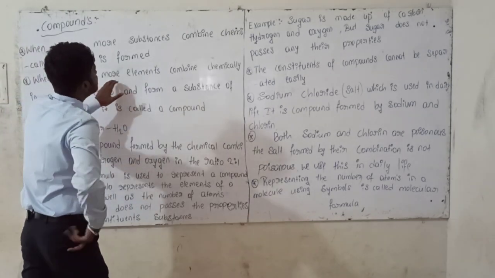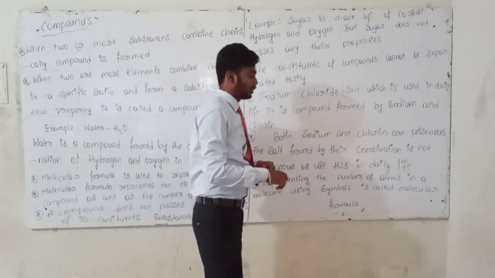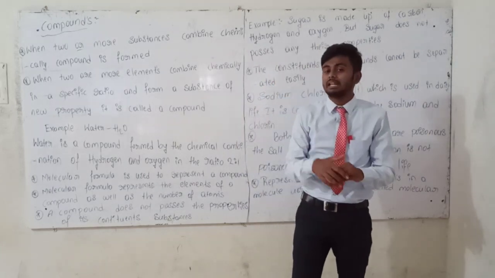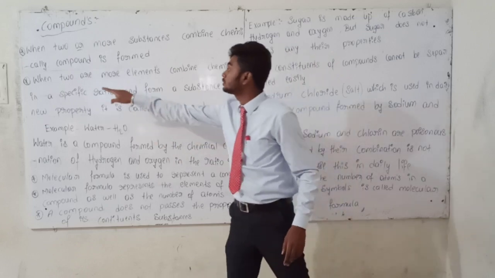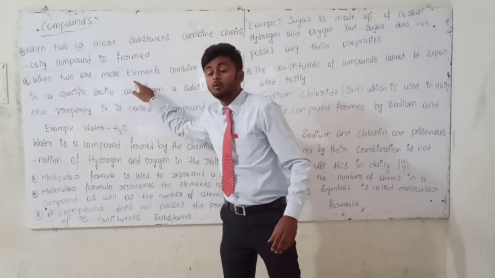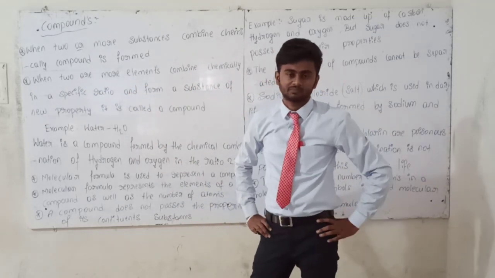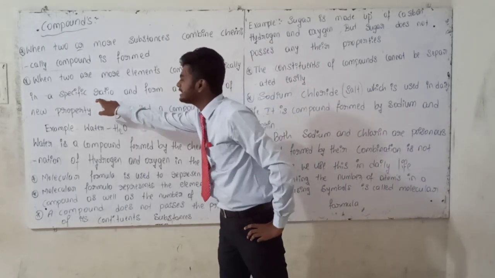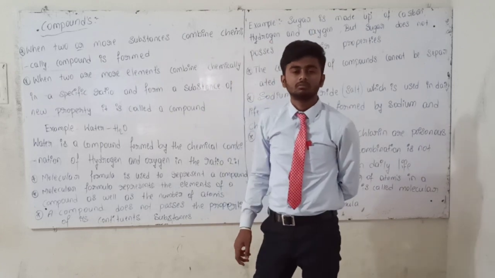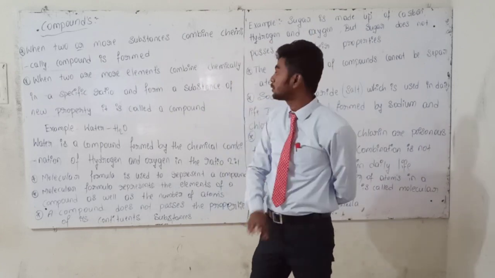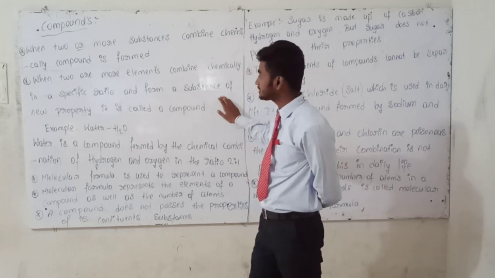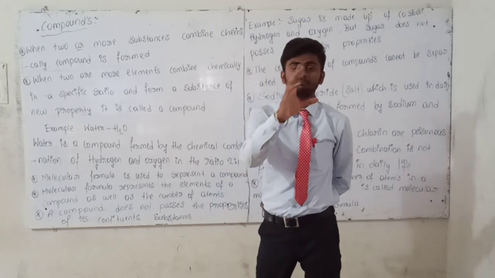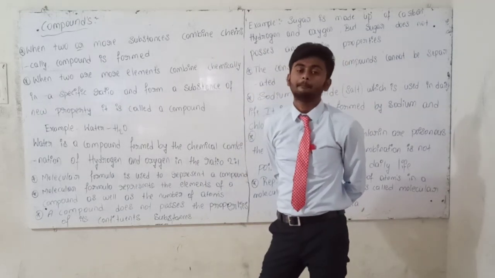When two or more elements, as we told in the last class, what do you mean by elements? You know already. Yes or no? When two or more elements combine chemically in a specific ratio and form a substance of a new property, it is called a compound.